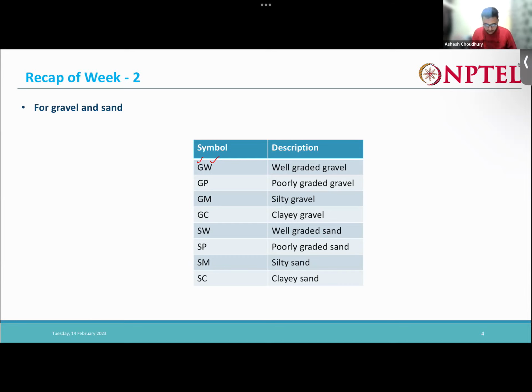So these are the possible arrangements of our prefixes and suffixes that you will need to classify coarse grained soil, that is our gravel and sand. I hope this is clear.